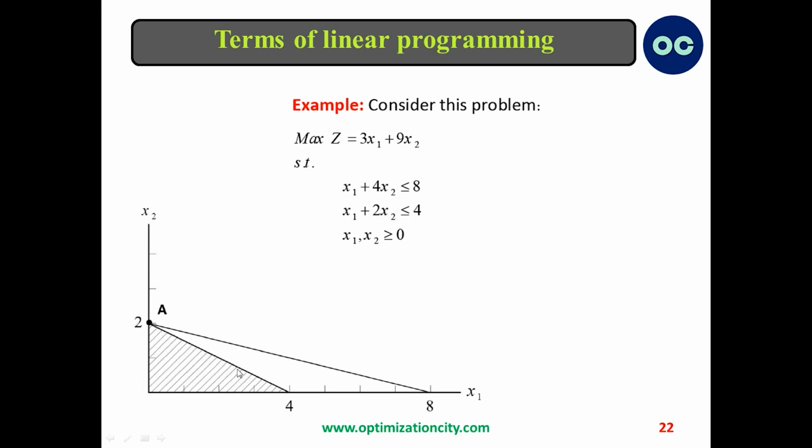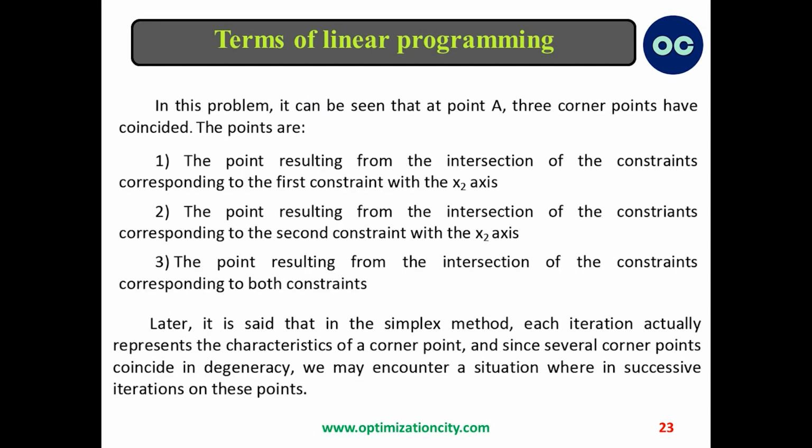In the simplex method we will discuss in the next course, each iteration represents a characteristic of each corner. When several corner points coincide in degeneracy, we may encounter a situation where successive iterations occur on this point. It's called degeneracy. We will discuss more about this in future. That's shown in this slide.